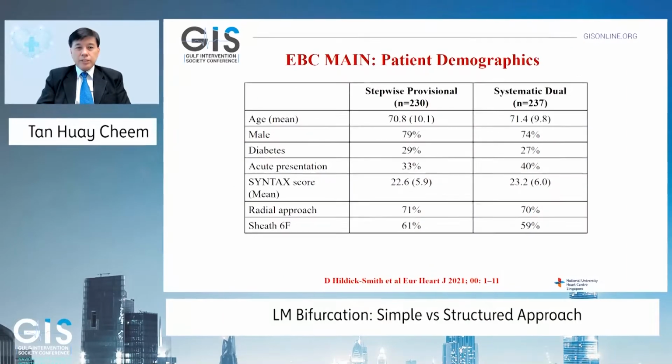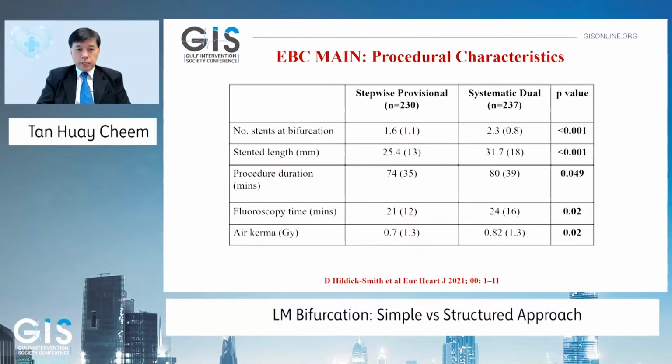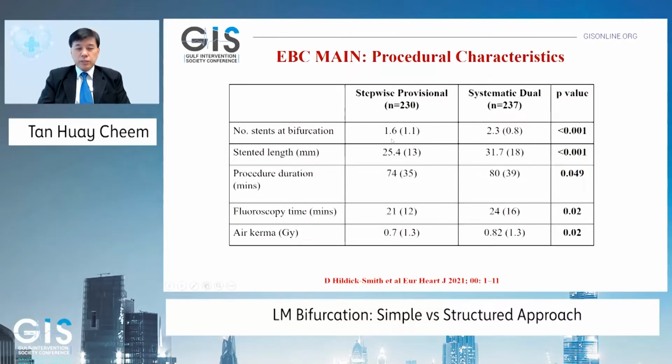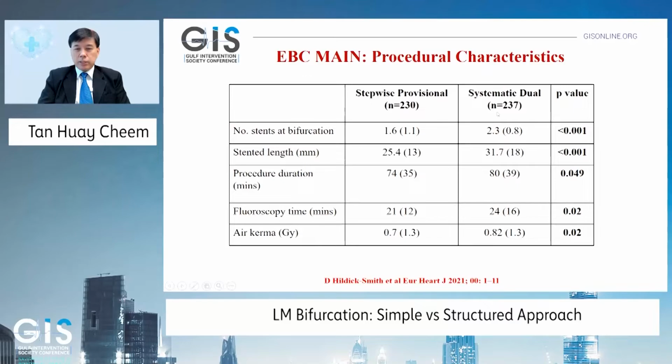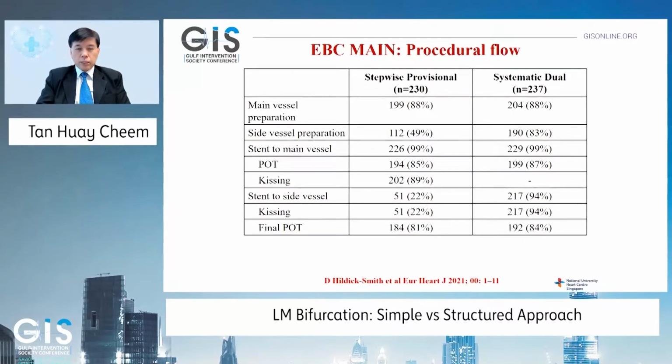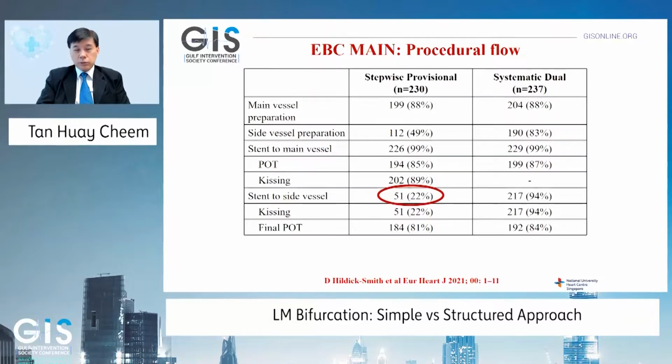Now, when you look at EBC MAIN being a randomized controlled trial, the patients were quite well distributed between the two strategies. But what is obvious is that the number of stents implanted in the bifurcation, the stent length, the procedural duration, the fluoroscopy time, as well as the radiation exposure are also expected to be higher in the systematic dual stent strategy. And what is also interesting is that in the provisional stent strategy, there were 22 patients who actually crossed over to the systematic dual stent strategy.